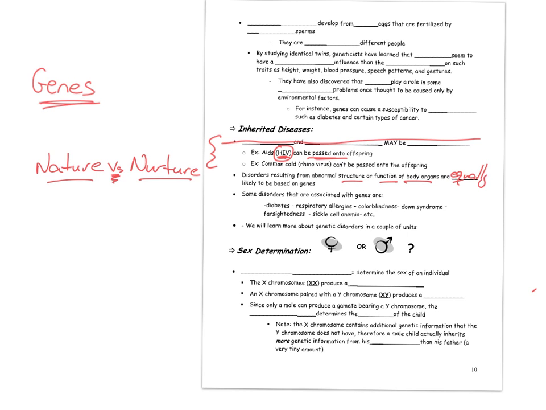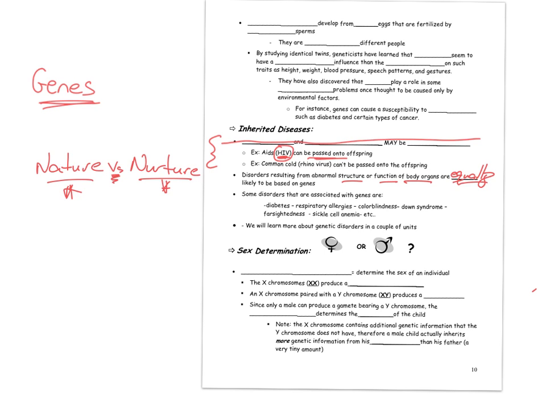I mean, perhaps the answer is more likely to be genetic, just because of how often it happens, but realistically, there's an equal chance that any disorder of structure or function could end up being environmental or nurture versus nature, your genes.